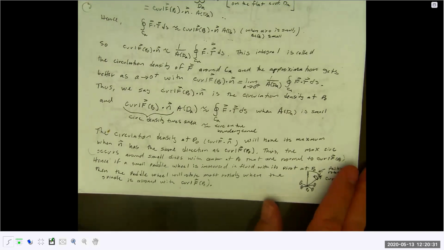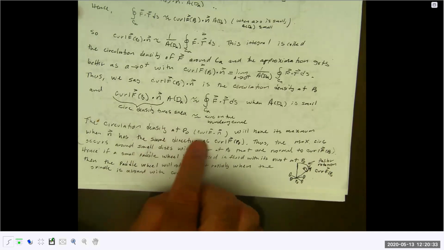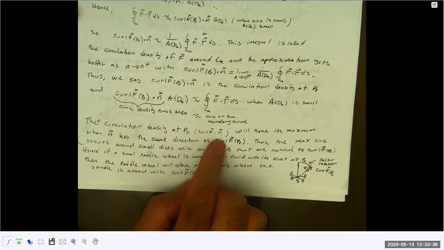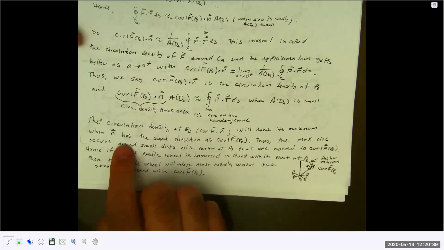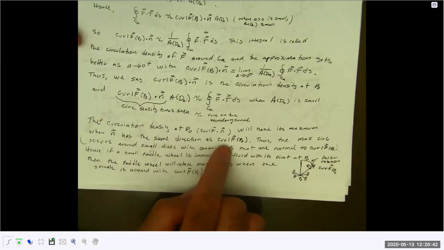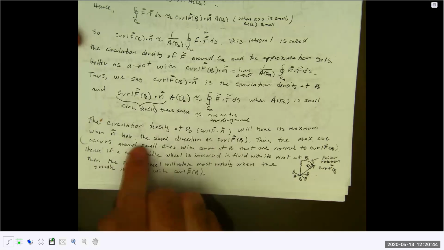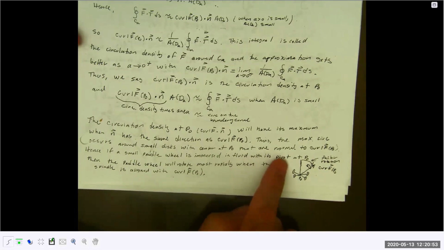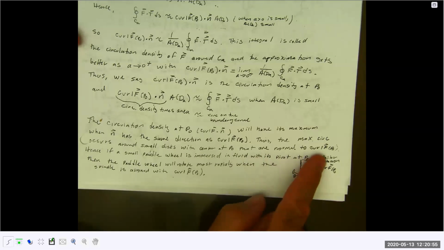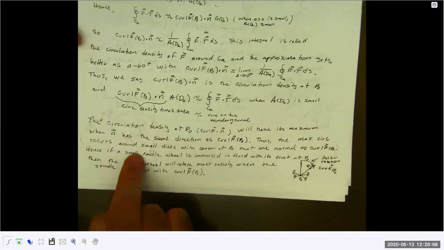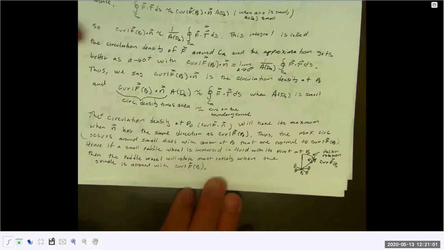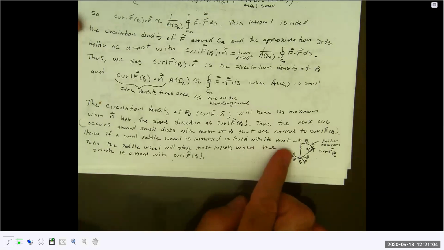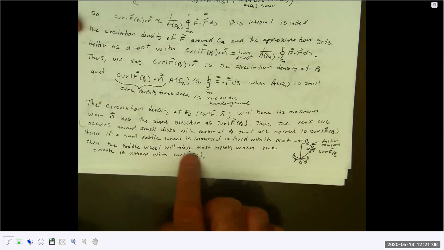And so the circulation density at P sub 0, which is the curl of F dot n, will have its maximum when n has the same direction as the curl vector of F at P sub 0. Thus, the maximum circulation occurs around small disks with center at P sub 0 that are normal to the curl of F at P sub 0. Hence, if a small paddle wheel is immersed in fluid with the pivot at P sub 0, then the paddle wheel will rotate most rapidly when the spindle is aligned with the curl vector.